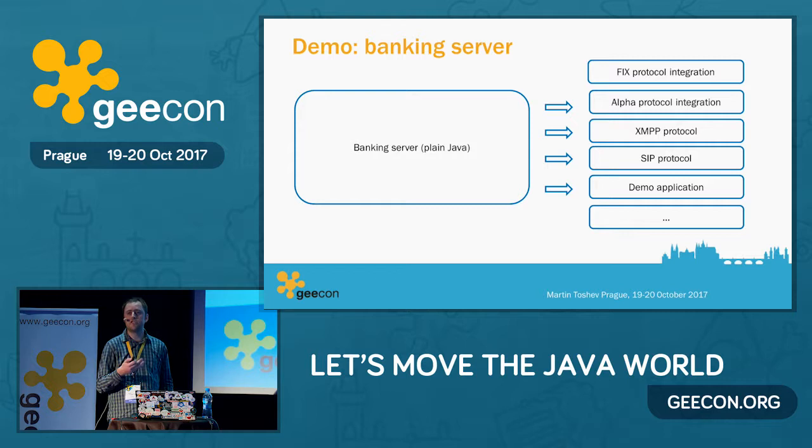For example, imagine that in a bank, you need to communicate with different kinds of applications. One application may provide an endpoint for the FIX protocol, which is a financial information exchange protocol. Another application may provide support for a different kind of protocol, which is the alpha protocol, and so on and so forth. And all of this is built with Jigsaw modules, just to make it slightly more interesting.